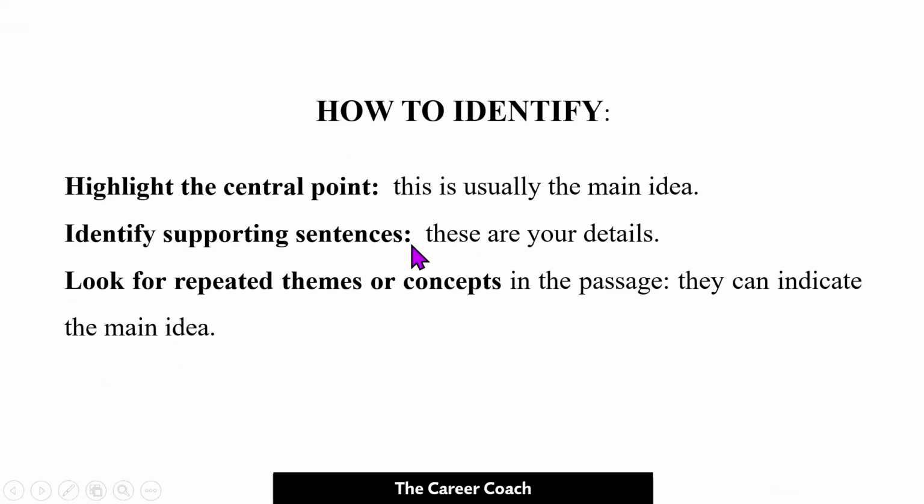How to identify details and topic sentences. Number 1, you highlight the central point. If you look at a paragraph, the first thing you should do is to highlight the central point of the paragraph. This is usually the main idea. Secondly, we identify supporting sentences. Having gotten the topic sentence, which is the main idea, the next thing to do is to identify supporting sentences. The supporting sentences are your details.